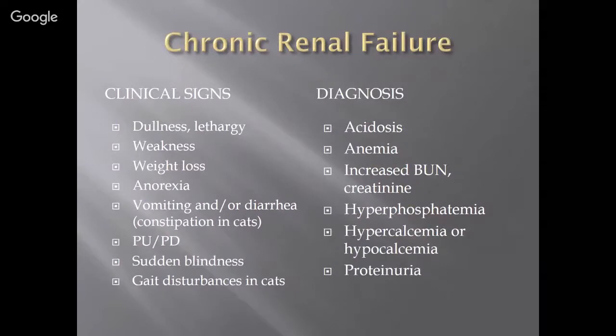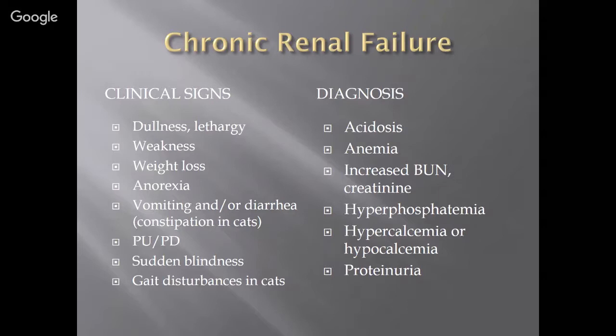Chronic renal failure is when this has been happening over time. You'll see a dullness, a lethargy. It progresses over time. Weakness, weight loss, anorexia, vomiting and or diarrhea. And in cats, they get constipated, which is much more common in cats than in dogs. Polyuria, polydipsia, sudden blindness. I want you to think about that for a second. We'll come back to it. Why would they get sudden blindness? And then some gait disturbances in cats.